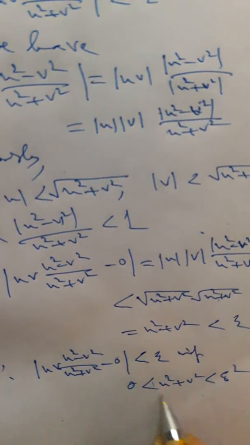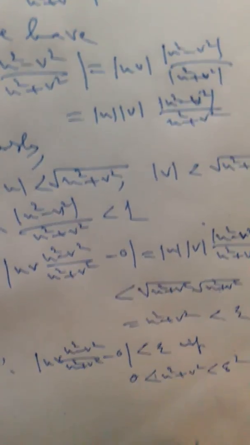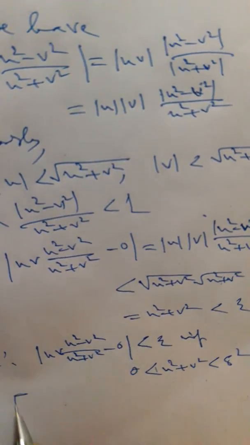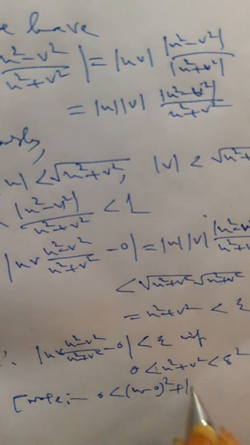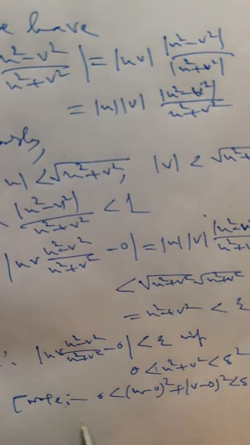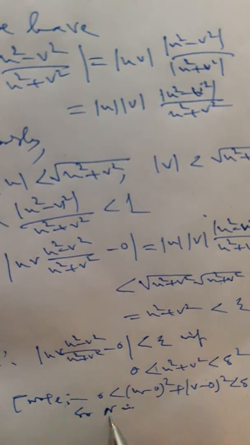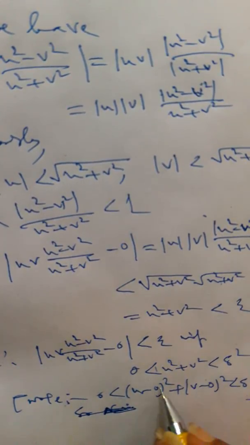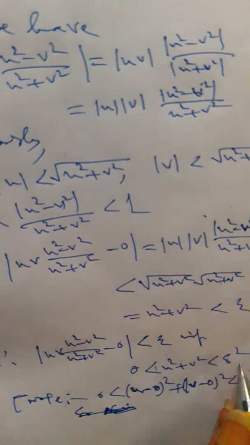We find this already, because this is a circular neighborhood. U square means u minus 0 whole square, v square means v minus 0 whole square. So it is to be noted that 0 is less than (u minus 0) whole square plus (v minus 0) whole square less than delta square. So it is a circular neighborhood, and the center of the circle is (0, 0). That is a delta neighborhood of (0, 0). So we get this result.